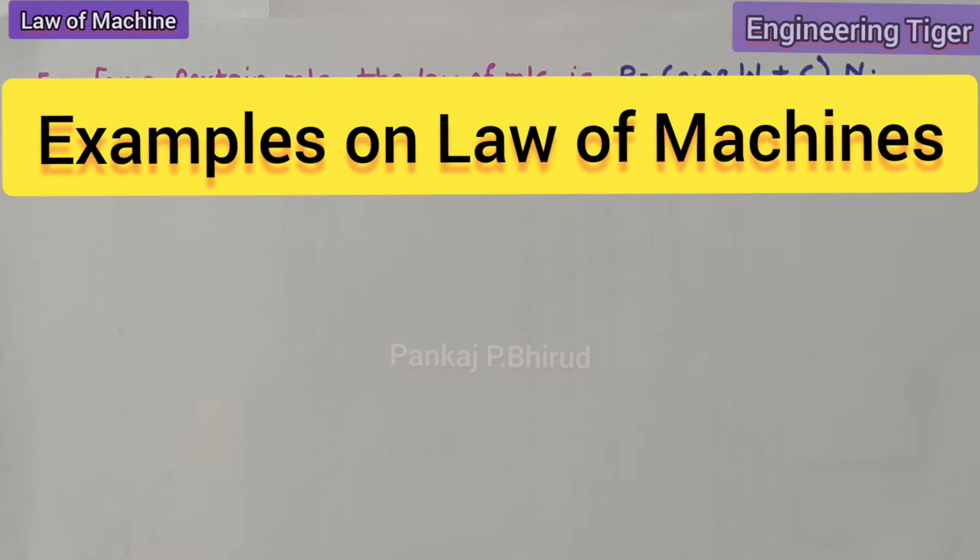In today's session, we are going to solve numericals based on the law of machine.